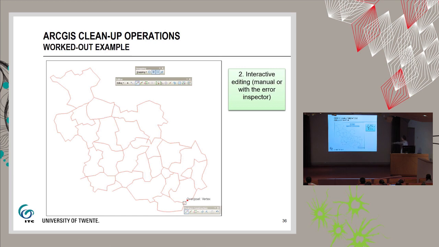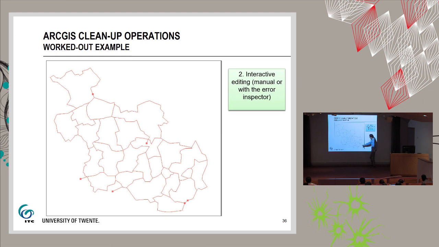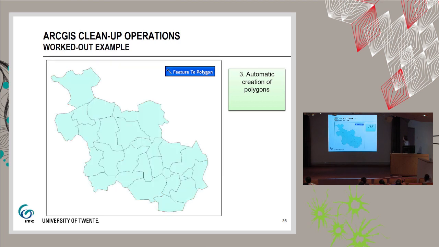Here is another undershoot downstairs, I edit it. And then I have here some overshoots, but that's not a problem. I have here some pseudo nodes. These are nodes which are not actually nodes here. So I can drop them, merge to largest. Then there's one line. And then I use the feature to polygon tool. That's the tool you can use to create your polygons.